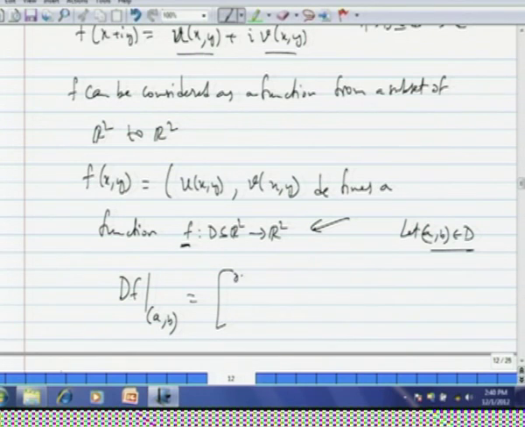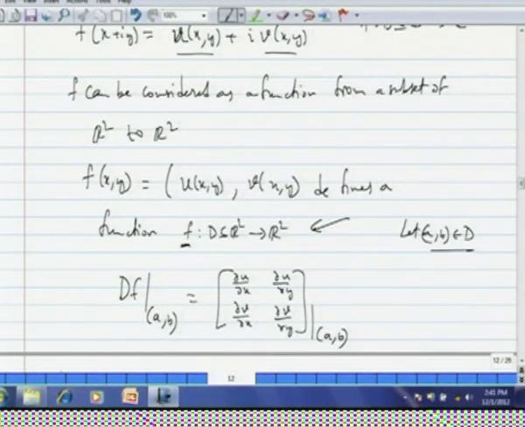It is ∂u/∂x, ∂u/∂y, ∂v/∂x, and ∂v/∂y, all these partial derivatives of u and v evaluated at the point (a, b). So, the linear approximation of the function f, or the differentiation as we define it, exists if and only if the partial derivatives of f, all of them, all these ∂u/∂x, ∂u/∂y, ∂v/∂x and ∂v/∂y exist, and are continuous at the point (a, b). And when they exist and are continuous, we have df is this.